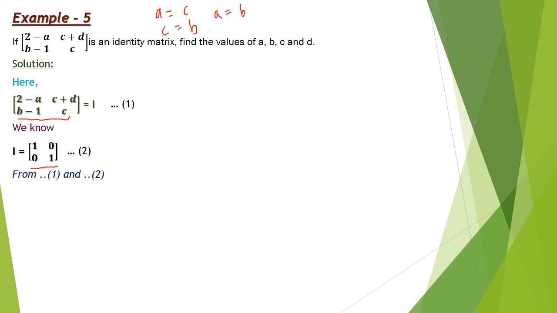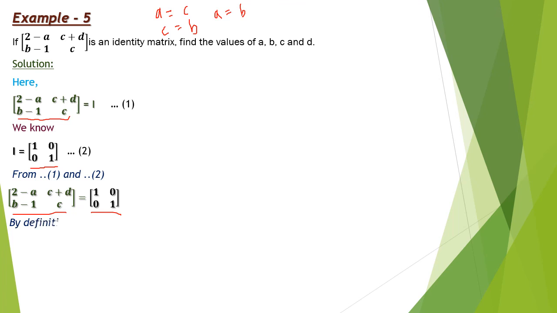From 1 and 2, we can write the same thing: 2 minus A, C plus D, B minus 1, and C equal to 1 0 0 1. So they are equal matrices. Now for equal matrices, if we recall the definition, two matrices are said to be equal if their corresponding elements are equal. So they are already equal, that means corresponding elements are also equal.